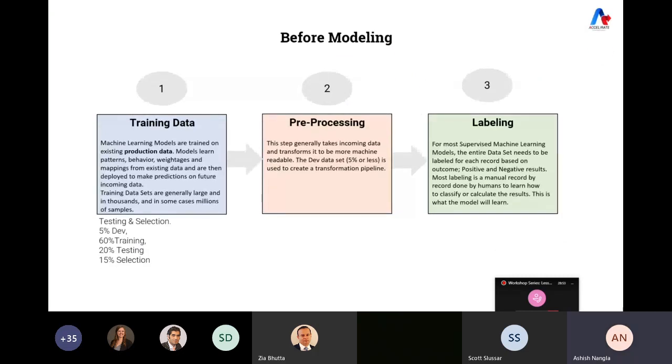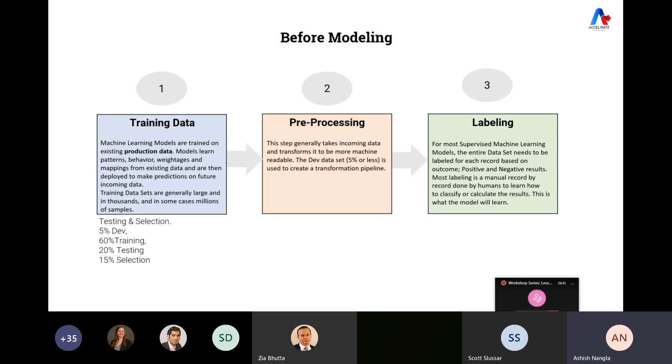So once you have identified an opportunity, once you have assessed the feasibility of such a project and decided to go ahead with that, the first thing is preparing before you start modeling. There are a couple of things you need to do. First part is creating the training data, and this needs to be actual existing production data in most cases, and not just samples or fake generated data, because the models are going to learn from data. So you need to have an actual real life scenario that you're going to use for training.